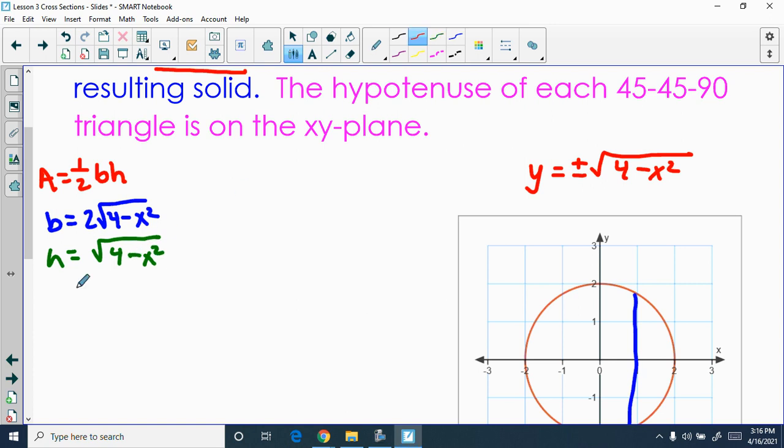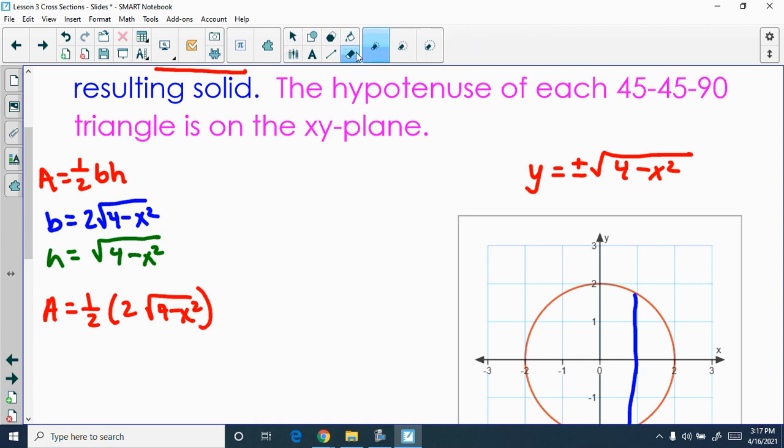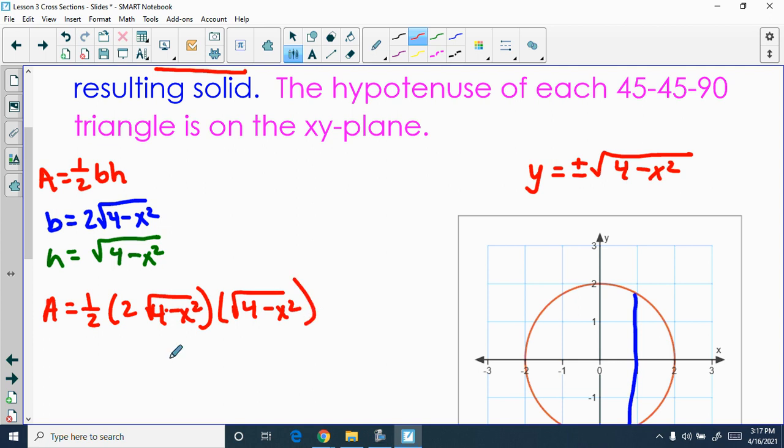And then we're going to plug them in. So we get 1/2 of 2 times the square root of 4 minus x squared, and then we're multiplying that by the square root of 4 minus x squared. So we've got 1/2 times 2, which cancels. And then the square root of 4 minus x squared times itself just pops out. So we got 4 minus x squared.